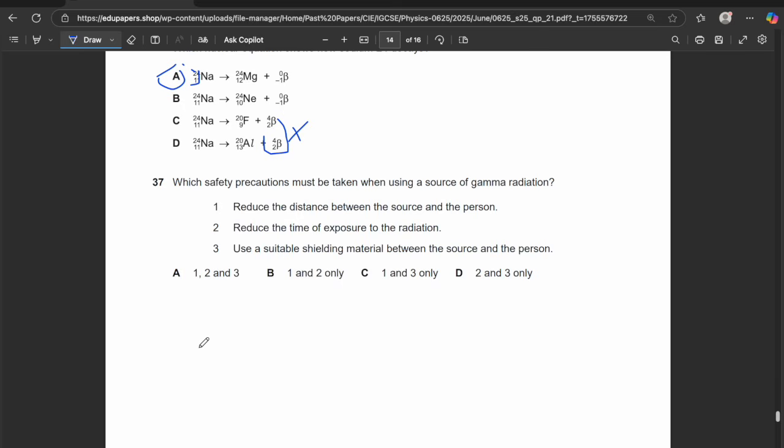37. Which safety precautions must be taken when using a source of gamma radiation? Reduce the distance between the source and the person. Well, if you reduce the distance, you will be closer, which isn't the ideal case, right? So this is wrong. Reduce the time of exposure to the radiation. Yes. Use a suitable shielding material between the source and the person. Yeah, this is to absorb the gamma radiation, so your body won't absorb it. So 2 and 3 only.